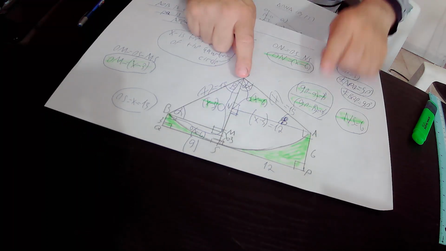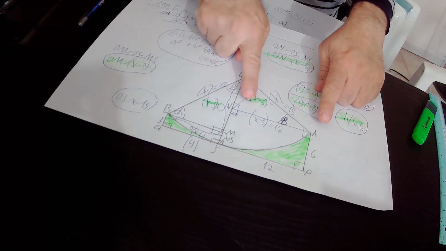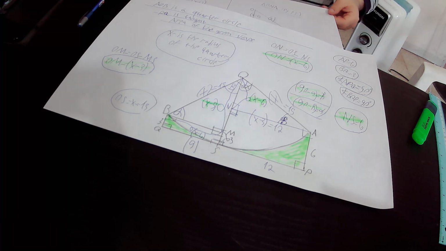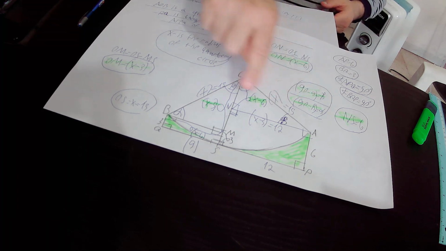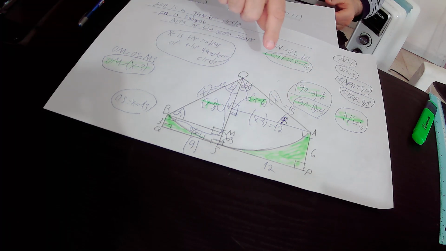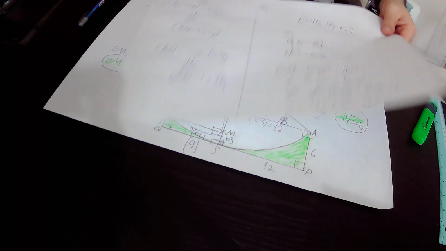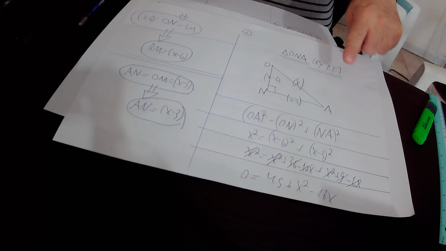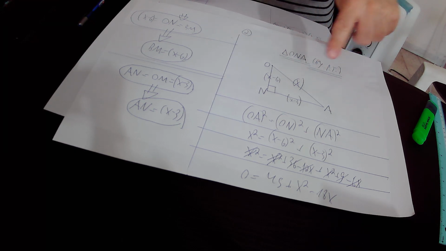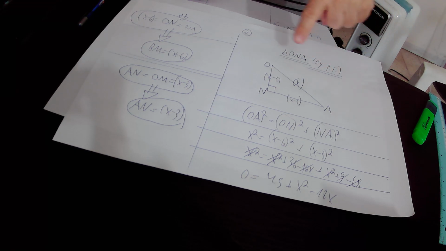If side AN equals x minus 3 units in length. In the next step, I copied the right triangle AON in a new page and implemented the Pythagoras theorem. This is the right triangle AON. Side ON equals x minus 6, side AN equals x minus 3, and the hypotenuse AO equals x. It is the radius of the quarter circle.